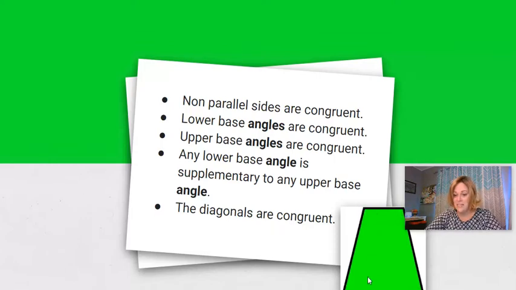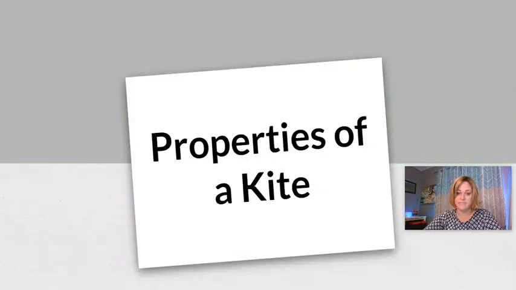And any lower base angle, so either one of these 2, if you put it together with the measurement of one of these 2 angles, they'll add up to 180. So they're supplementary. A bottom angle and a top angle only on an isosceles trapezoid, they will be supplementary. And then if it's an isosceles trapezoid, the diagonals will also be congruent.